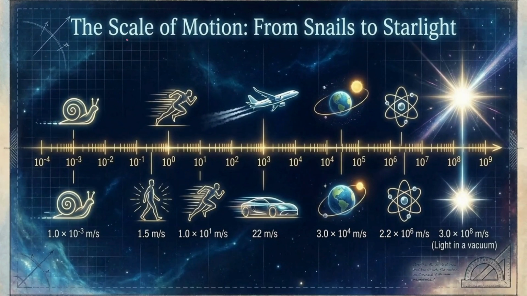Here, I show the scale of motion from snails to starlight. It is just for information, our range of speed. The snail is very slow, up to light in a vacuum, which is very high speed, you can say 3 into 10 raised to 8 meters per second. This is all the range of the speed.